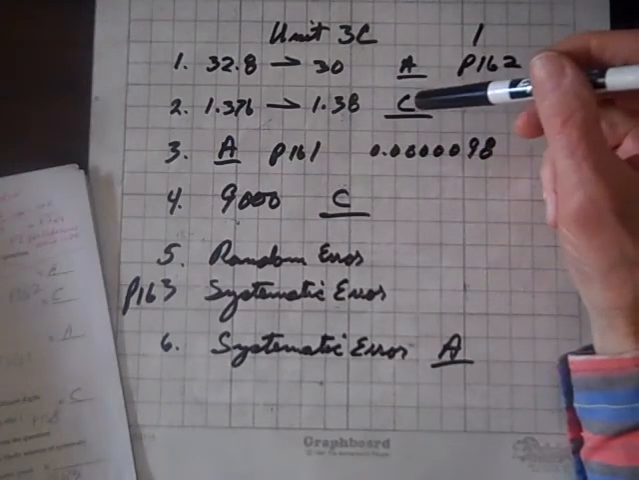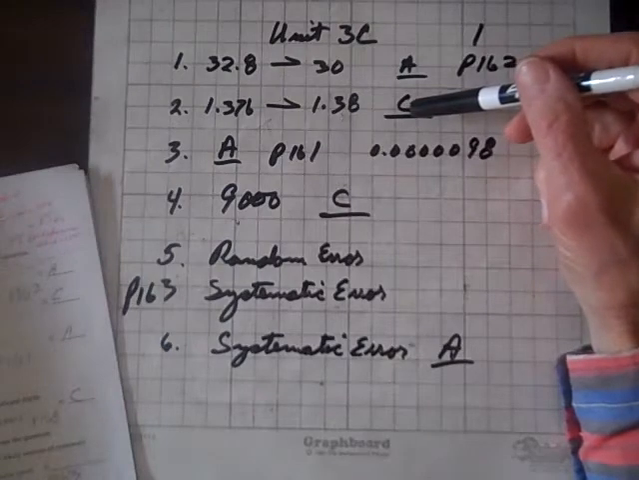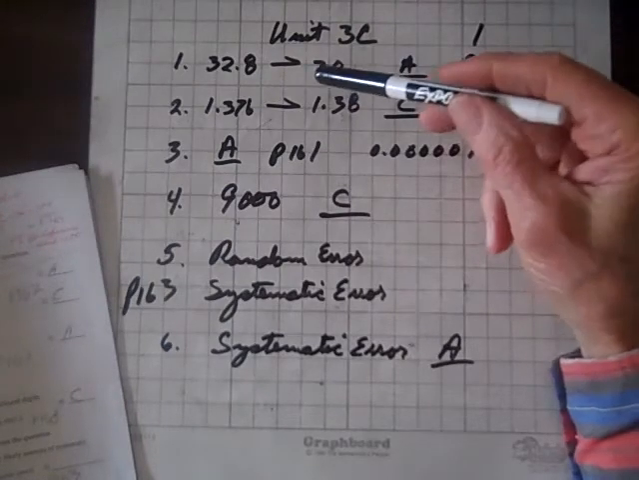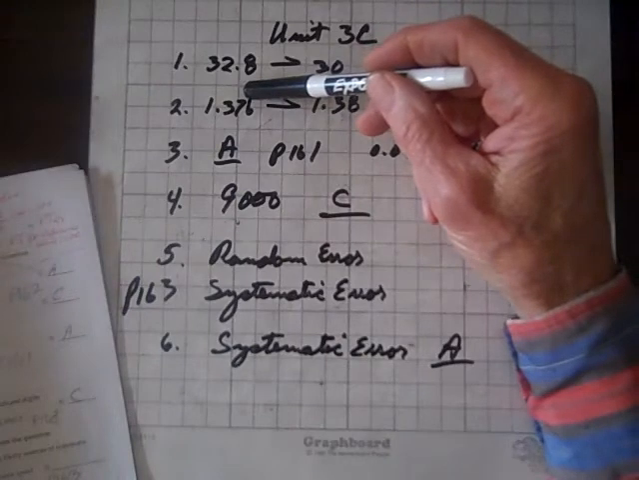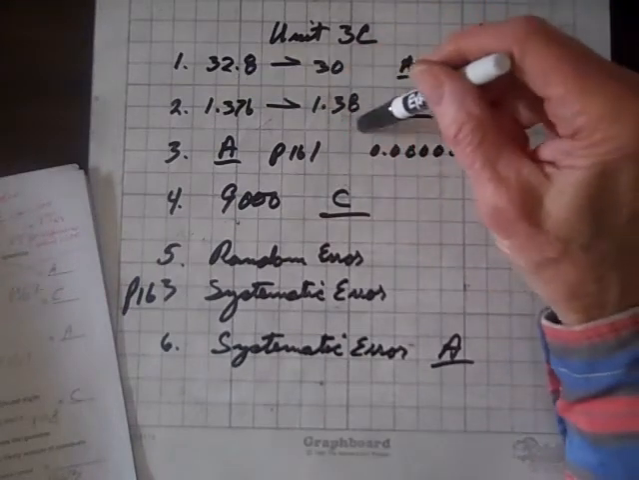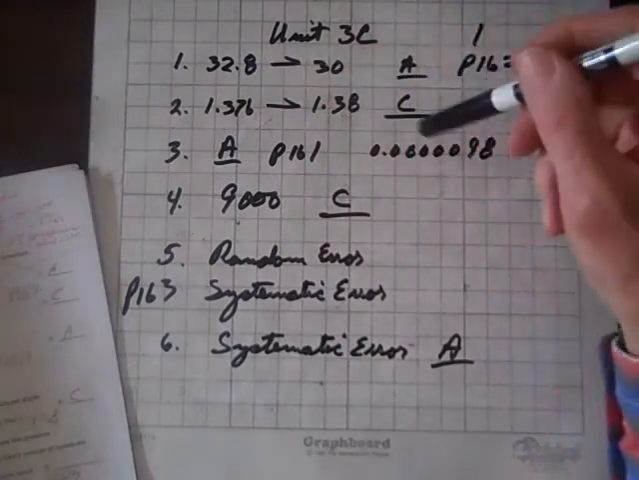For number 2 it says round to the nearest hundredth, and so we're going to round up. 6 is 5 or greater, so we're going to round up to 1.38, C.